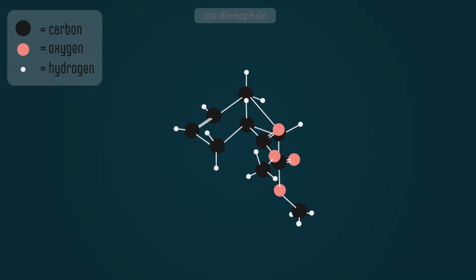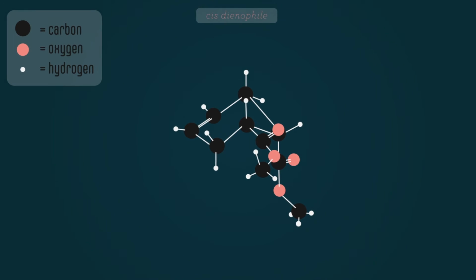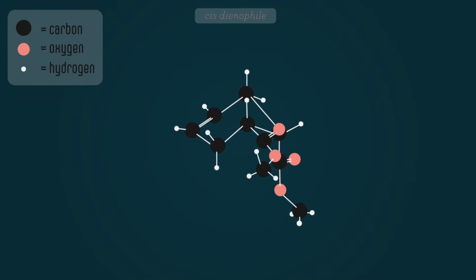What are the orientations of the esters on the cyclohexane ring? One is equatorial down and the other is axial down. It makes sense that they are both down on the same side because we started with a cis-oriented dienophile.